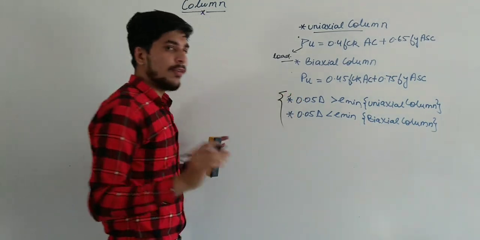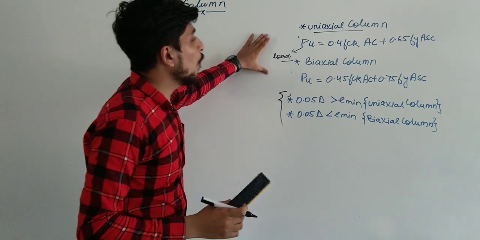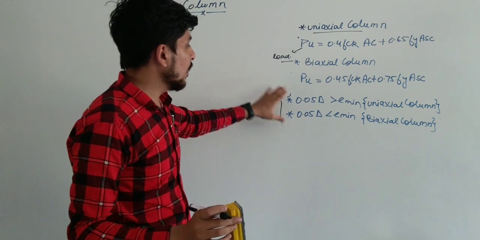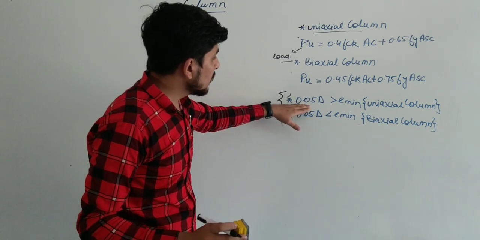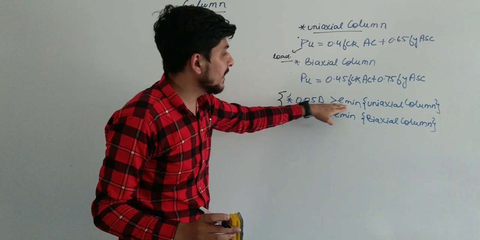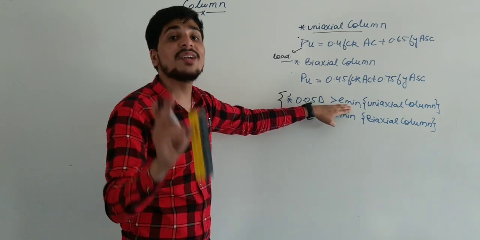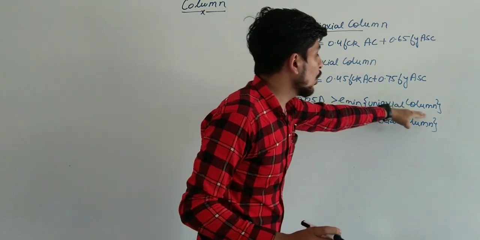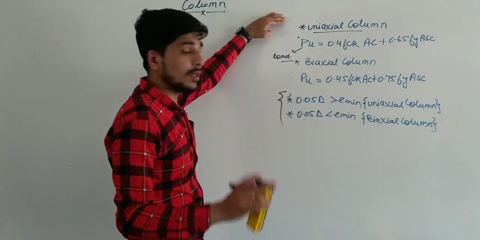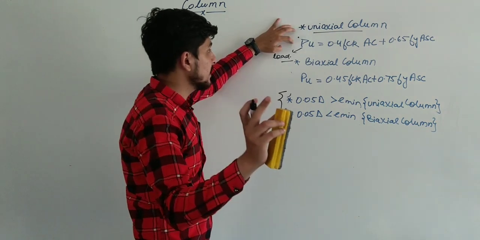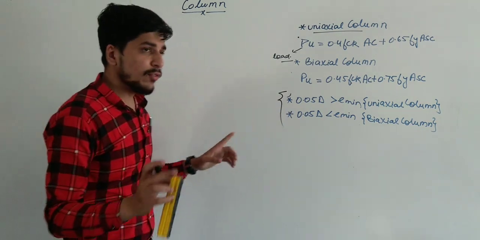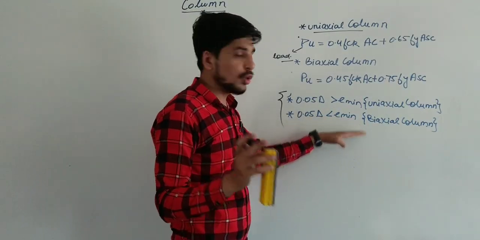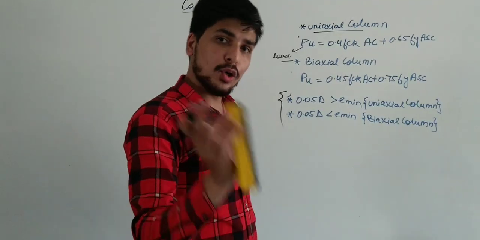Now how will we determine which formula will apply to a particular question? For this we will calculate: if 0.05D is greater than E minimum, where E minimum is the eccentricity of the column, then we will apply the uniaxial column load formula. Now the second thing is, if 0.05D is less than E minimum, we will go for the biaxial column.